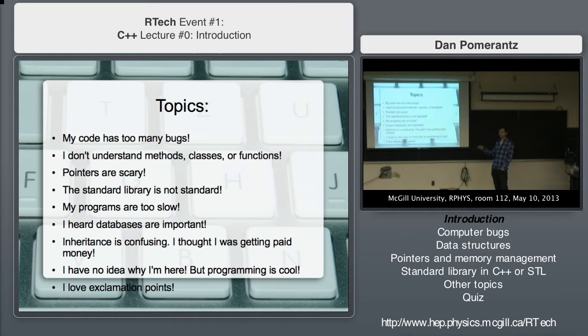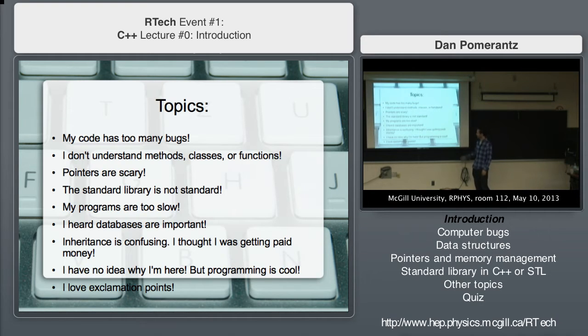My programs are too slow. You write this program and logically everything is correct about it, but when you go to run it on your big data set, it just doesn't work. It takes 8 hours to run, or maybe it doesn't even finish at all. So what can one do to improve the runtime of your program so that it doesn't take quite as long? I heard databases are important. Maybe you think this is a useful thing to know because you're trying to store lots of information. What's the purpose of them? We can go into a little bit of talk about that.